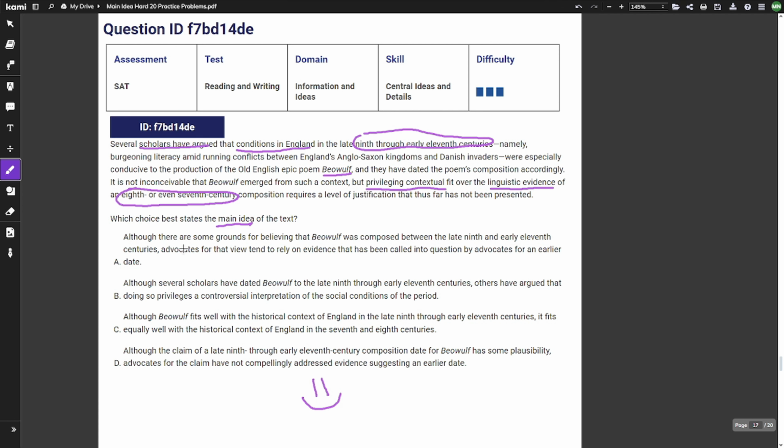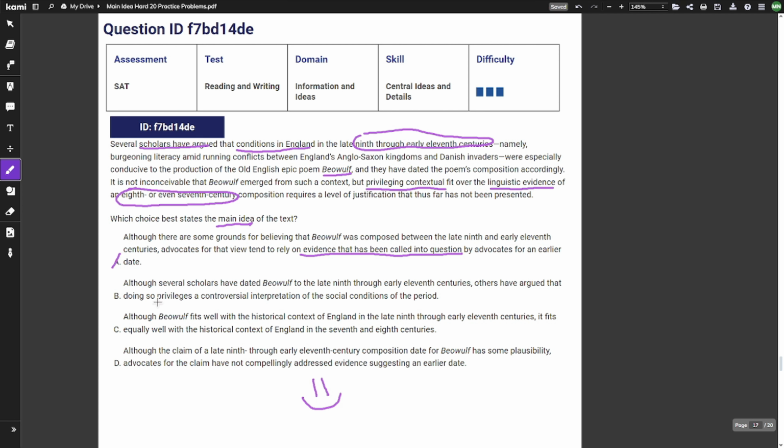Here in A, it says that, alright, it does make sense that it could have been written in the 9th and 11th centuries, but that advocates tend to rely on evidence that has been called into question. Now that's just not true. It never says that this evidence is unreliable or anything. They're just saying that, hey look, you need to acknowledge this other piece of evidence first. So it's not gonna be A.